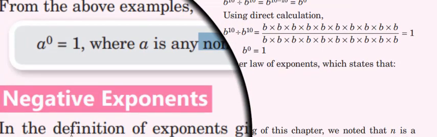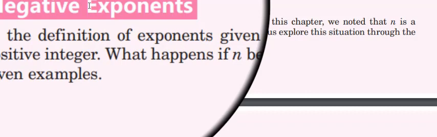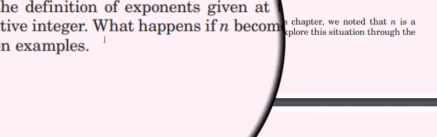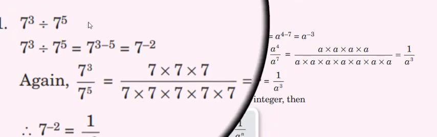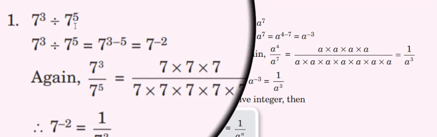Now let us come to the next part, negative exponents. As we have studied in the 7th standard all these laws, here we are going in the 8th standard, we are going to use some negative exponents. Let us see how it works. Let us take some examples. 7 raised to the power of 3 divided by 7 raised to the power of 5.